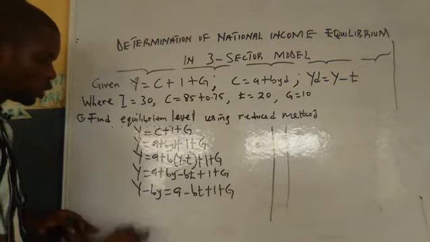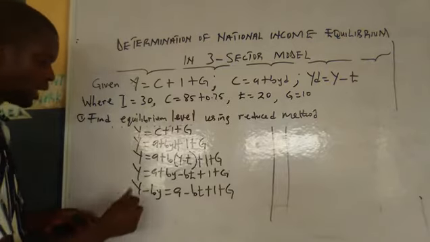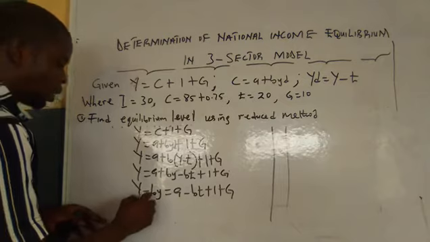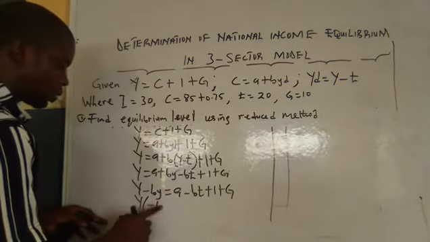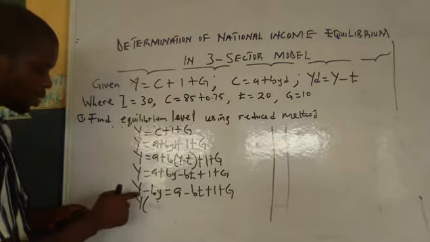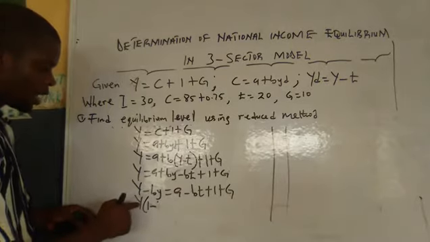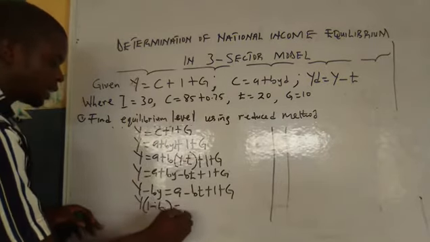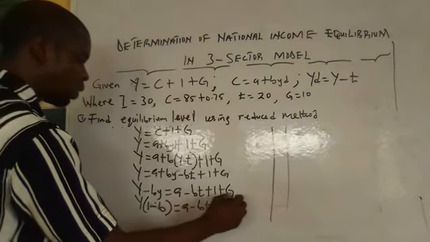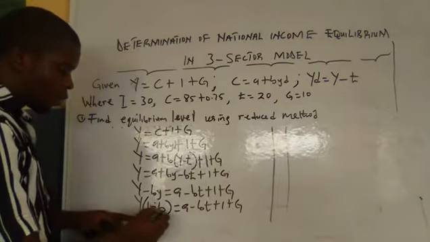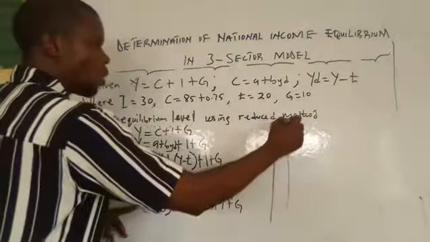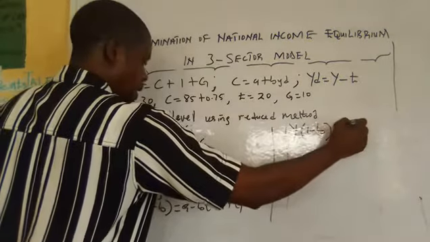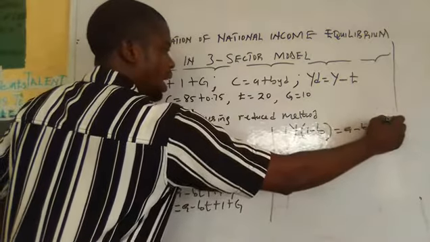Now, having done that, what are you going to do? You factor out the common thing between Y and minus BY. The common thing is Y, as we all see. So we have Y bracket, 1 minus B, because BY divided by Y, canceling Y, leaves only B. So we have Y times (1 minus B) equals A minus BT plus I plus G.